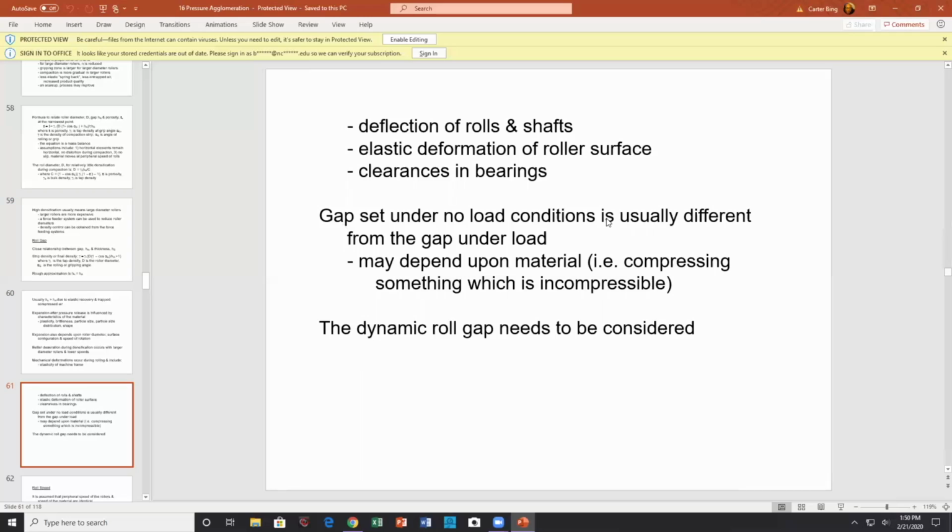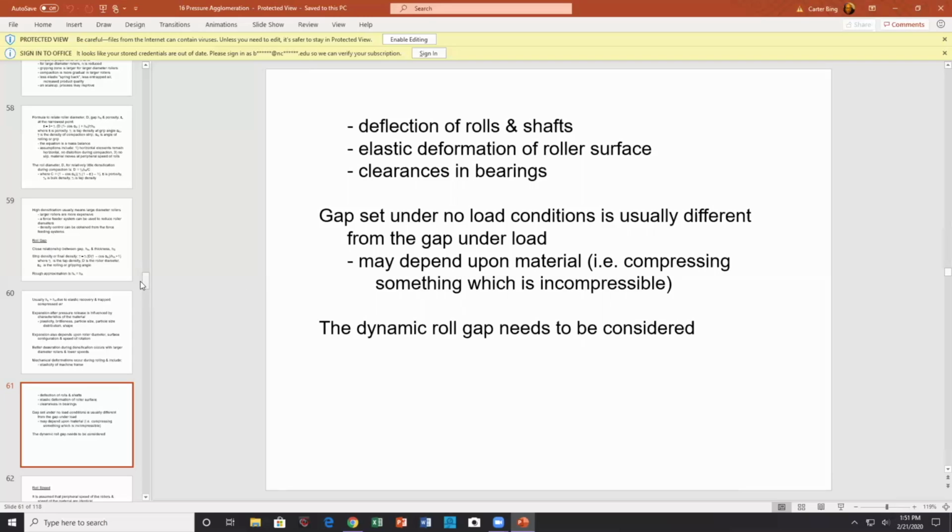Gap set under load conditions is usually different from the gap set under no load conditions, right? Whether you're running or not running, the gap will change. They depend upon the material. Compressing something which is usually incompressible, right? Dynamic roll gap needs to be considered.